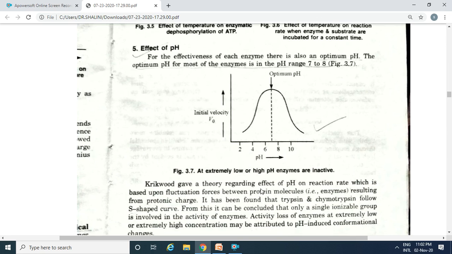The fifth one is the effect of pH. For the effectiveness of each enzyme, there is also an optimum pH, and the optimum pH for most enzymes is in the pH range 7 to 8. Here, this is the initial velocity, which increases, and its maximum value is at near about pH 7, and this is the optimum pH.